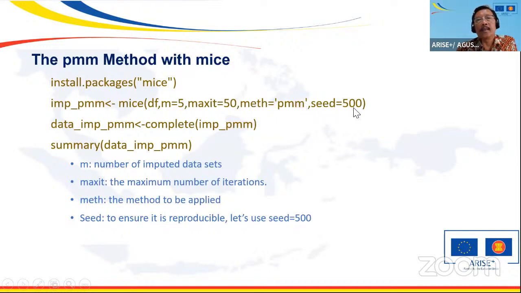You have to assign the random number. It can be any number, but should be consistent, every time you don't change the number. Then maximum iteration 50. So here, actually, in this kind of algorithm, we only set the maximum iteration.